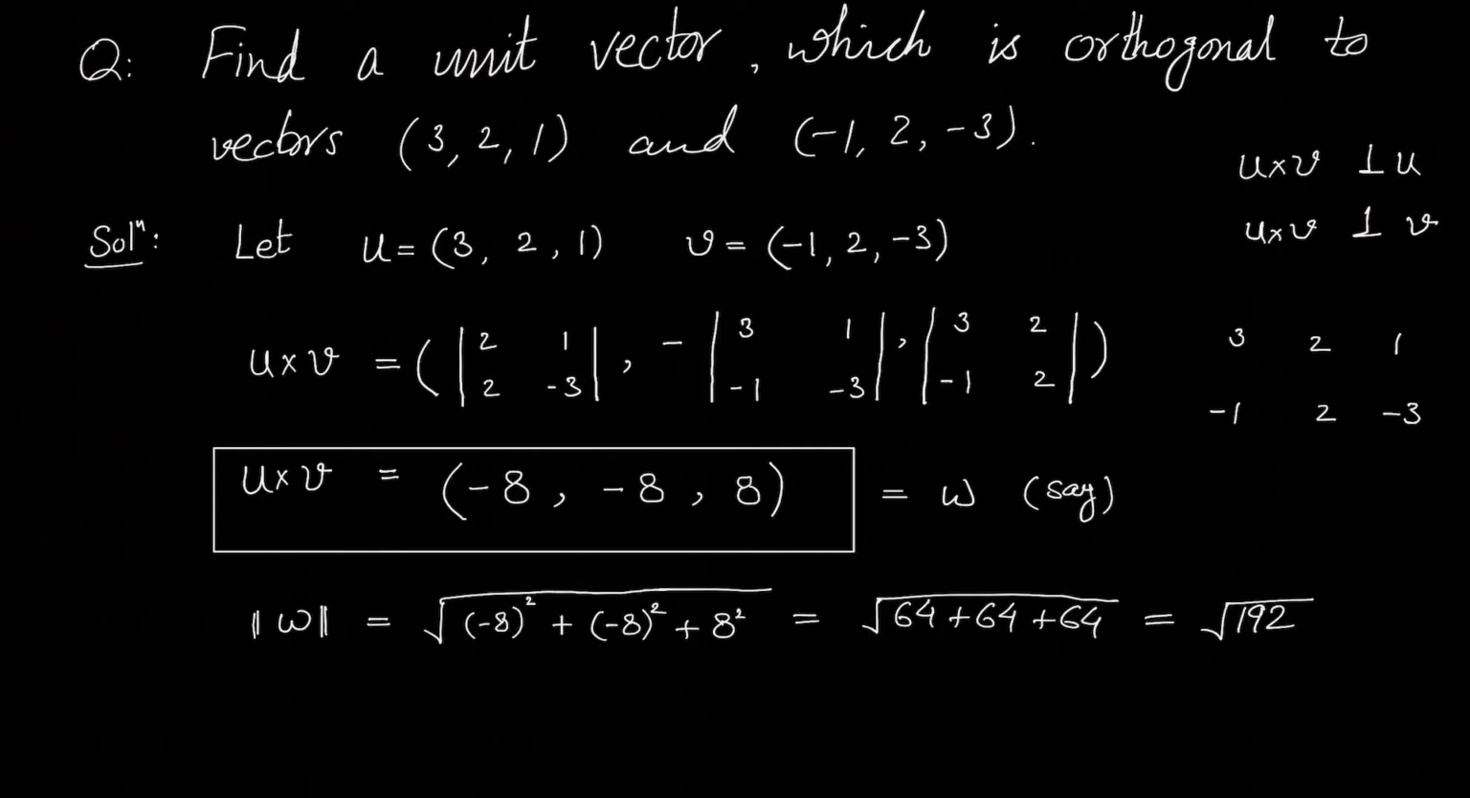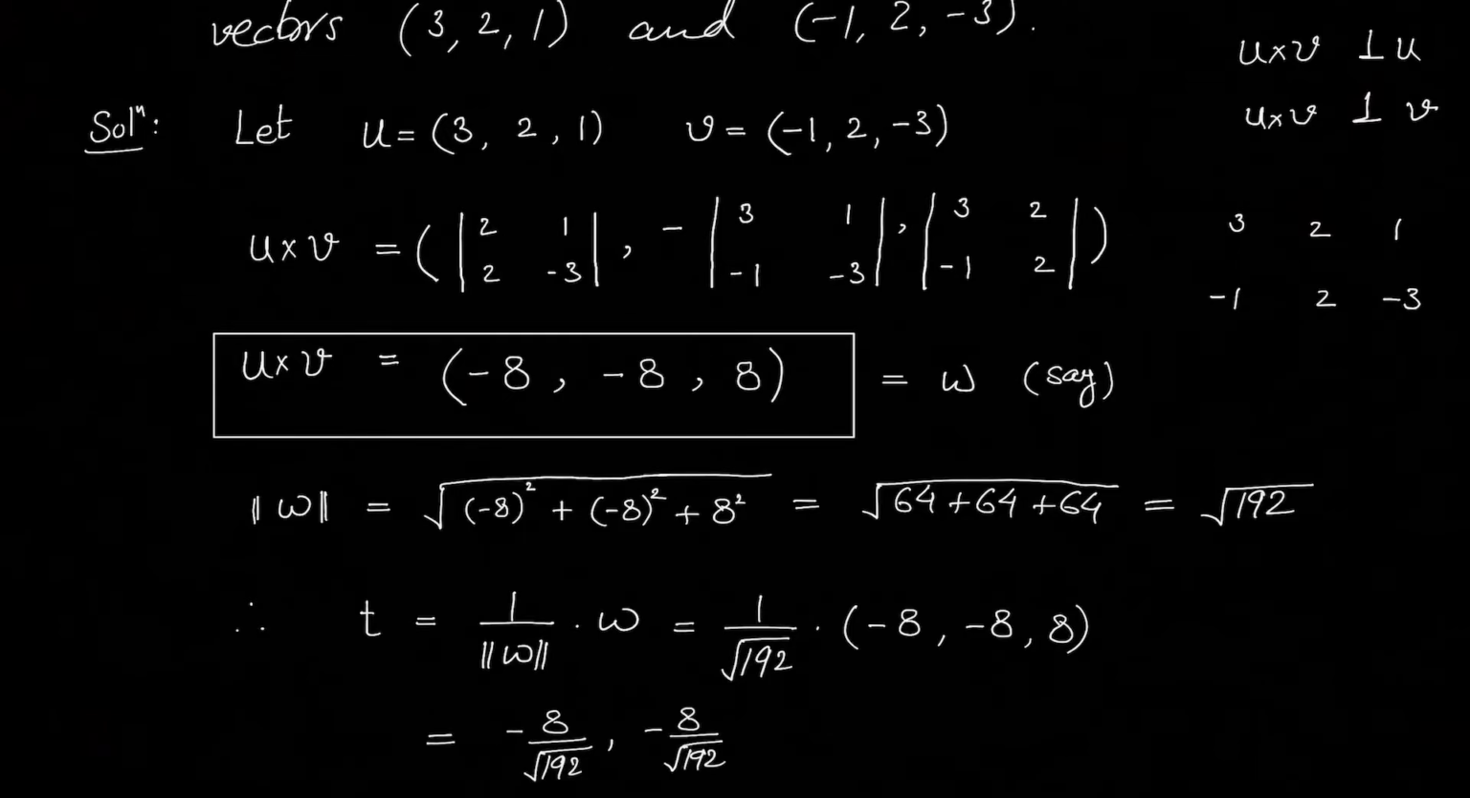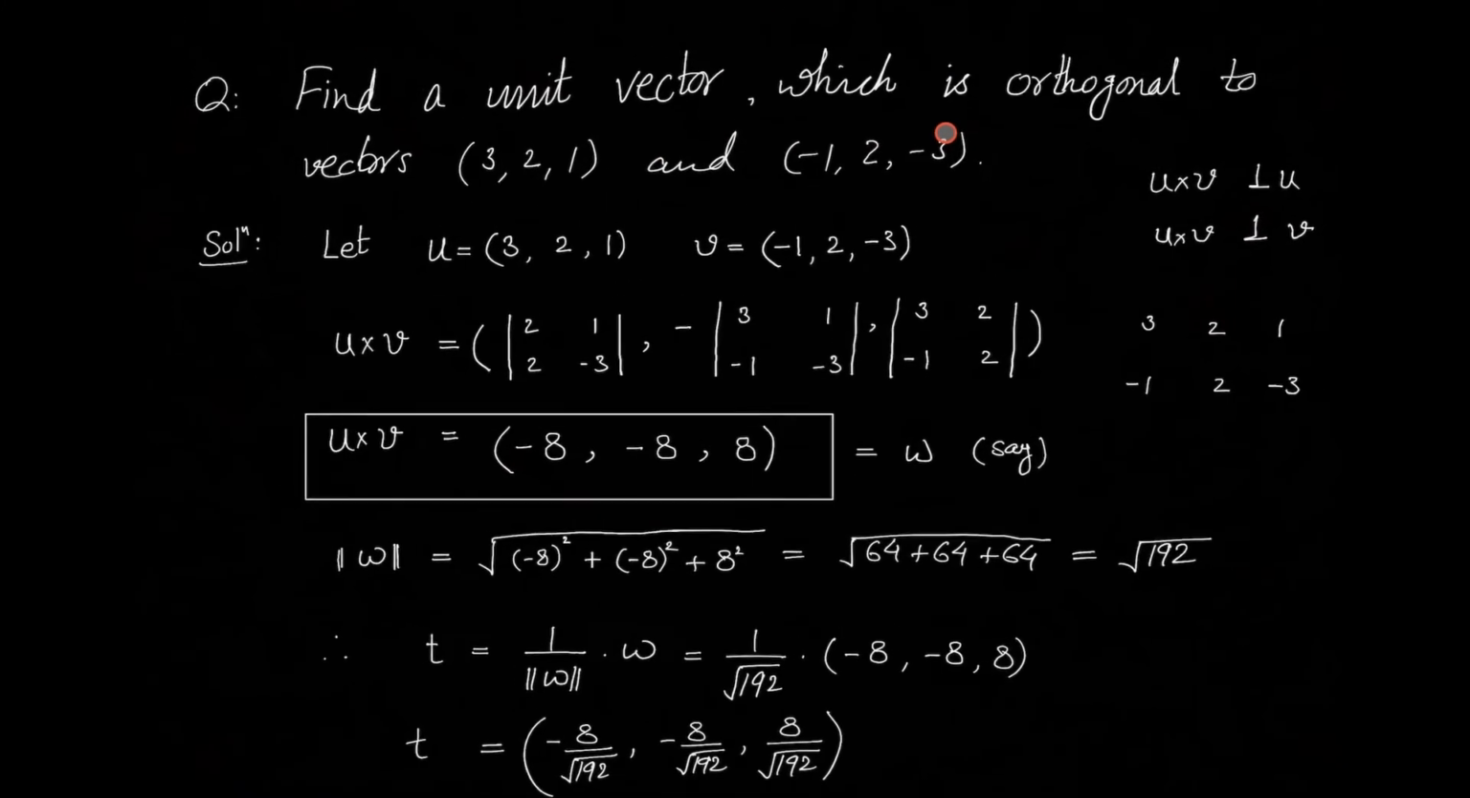So for the normalization of the vector, say this is vector t, which is defined by, we have to use this formula. This is the normalization formula. So this is equal to 1 upon under root 192 times w, or you can write down t as, so this vector t is the unit vector which is perpendicular to u and v. You can check it.